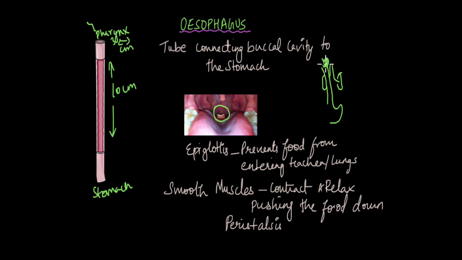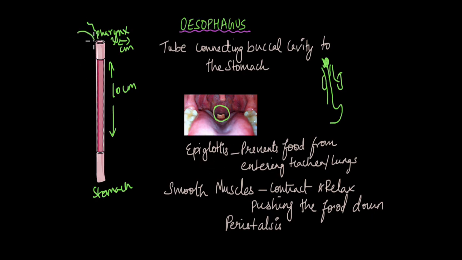So that's why the epiglottis is very important. It prevents the food from entering your lungs. Now, I told you that the esophagus is lined with layers of smooth muscles, right? It's not just the esophagus. Basically, the entire digestive system is layered with several layers of smooth muscles, and these smooth muscles contract and relax, and as they are contracting and relaxing, the food bolus moves through the digestive system.